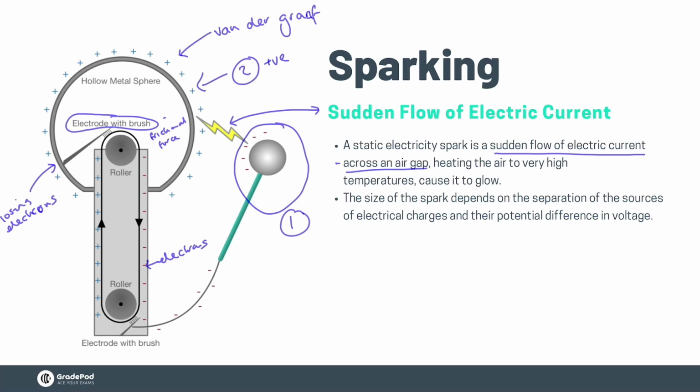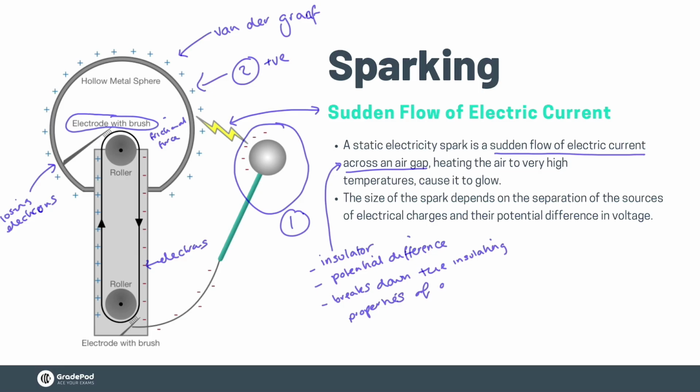the air. Now, the air is usually an insulator, which means that the current wouldn't normally flow through it. But because the potential difference is so great, it breaks down the insulating properties of air, and we get a large spark.